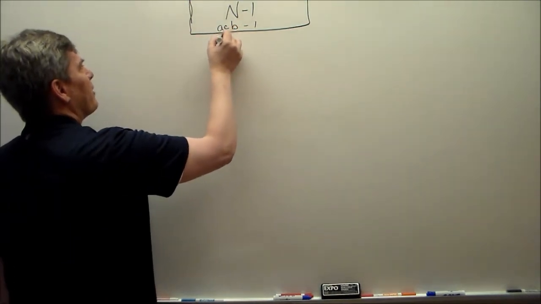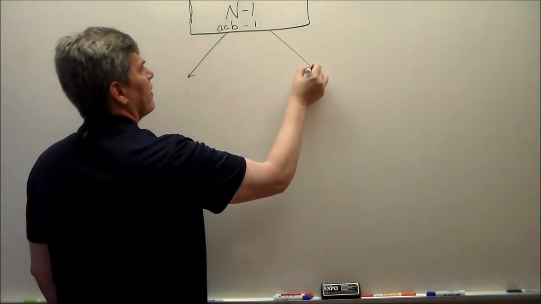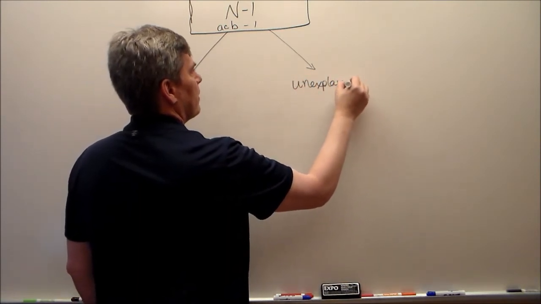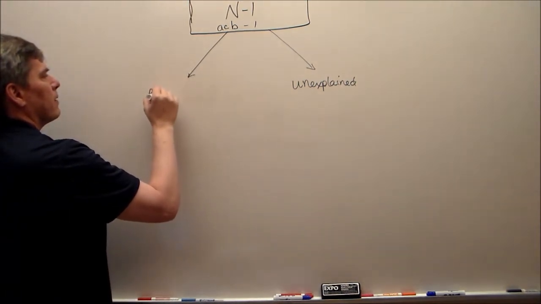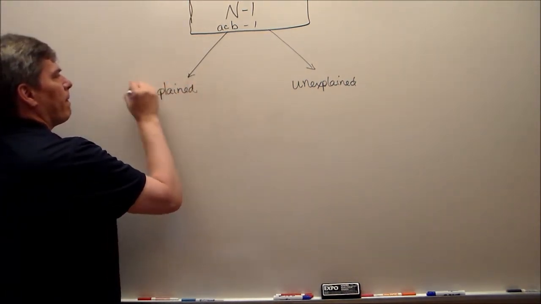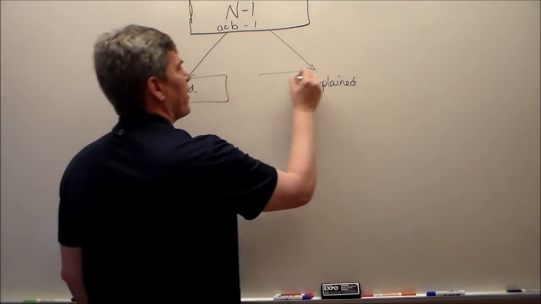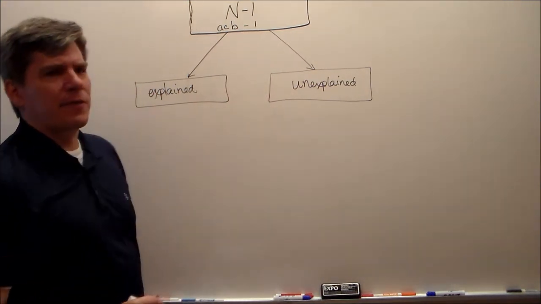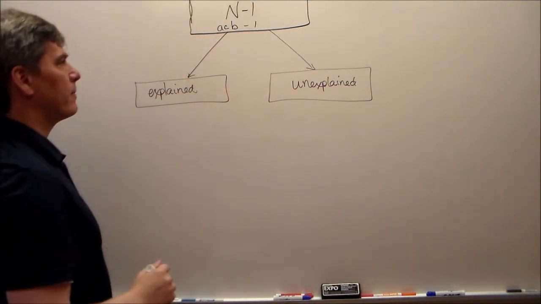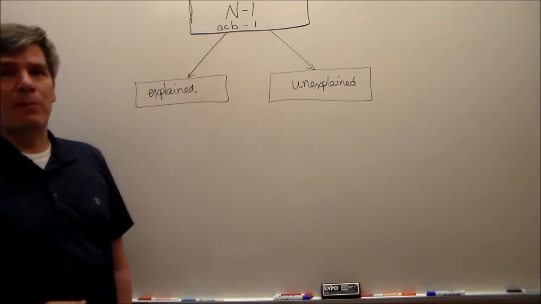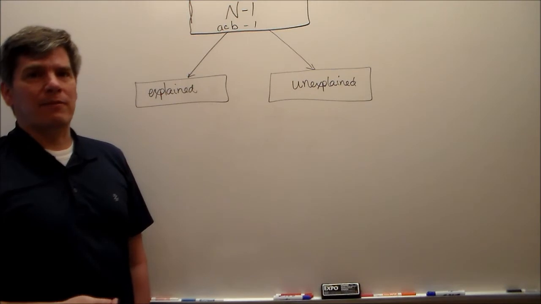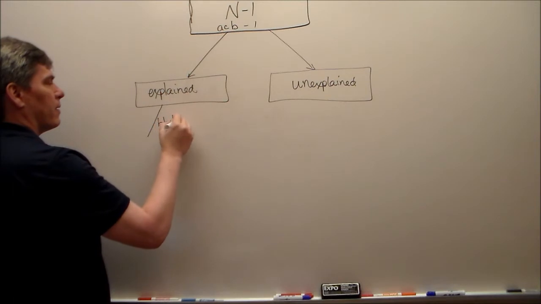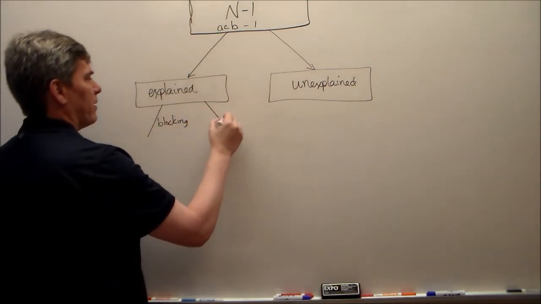So now, as usual, this is going to be broken up into two parts: the part that is explained and the part that is unexplained. The part that is unexplained we tend to refer to as the error or the residuals. The part that is explained comes from the blocking and from the factorial experiment itself. So there's two parts here: there's the blocking, and there's the experiment.